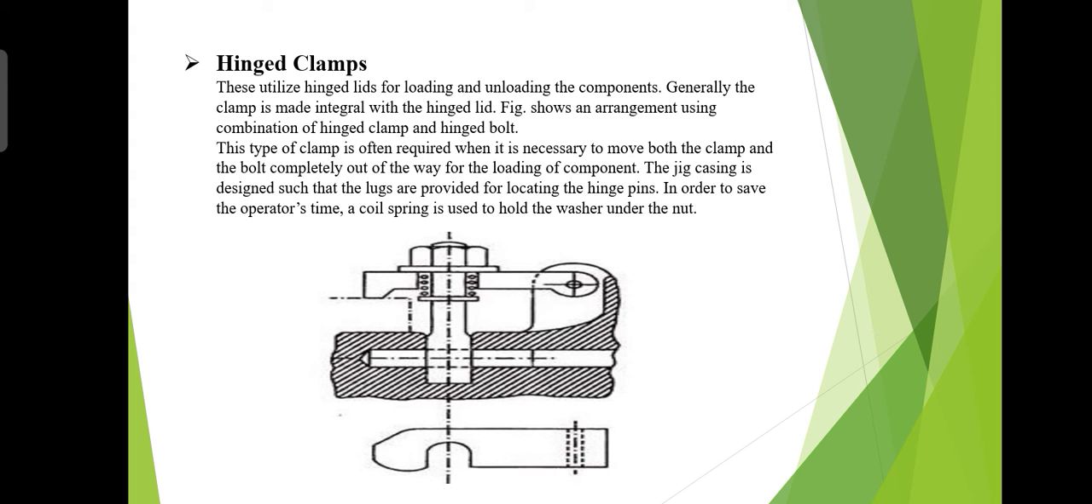And now this one is the hinge clamp. These utilize hinge leads for loading and unloading components, and generally the clamp is made integral with the hinge, as you can easily see in the figure. This type of clamp is often required when it is necessary to move both the clamp and the bolt completely out of the way for loading of the component. The jig casing is designed such that lugs are provided for locating the hinge pins in order to save the operator's time. A coil spring is used to hold the washer under the nut.